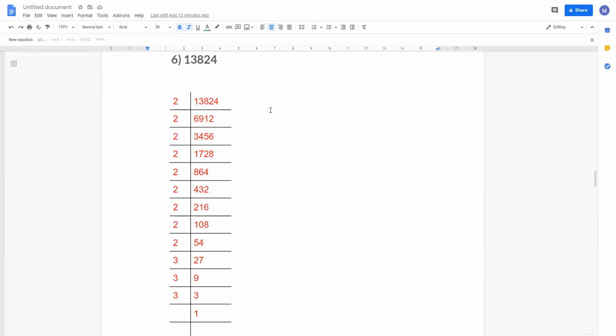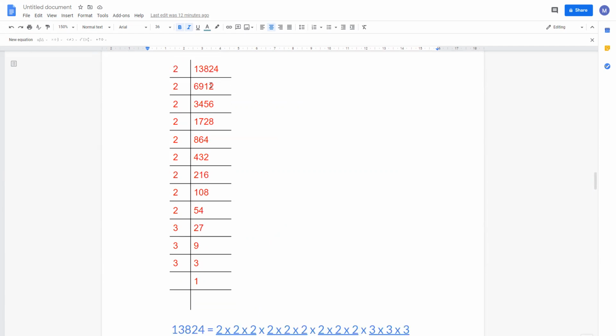13,824. So first of all, we have to find the prime factors of this number. So the given number, dividing by 2, what will you get? 13 divided by 2 is 6, remainder 1. 18, 2 nines are 18. Now again dividing by 2, it will go 6 times. 6 divided by 2 is 3. Then 9 divided by 2 is 4, remainder 1. 11 by 2 is 5, then remainder 1. 12 by 2 will be 6. Like that, dividing.